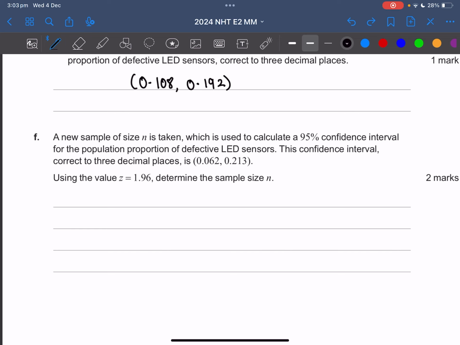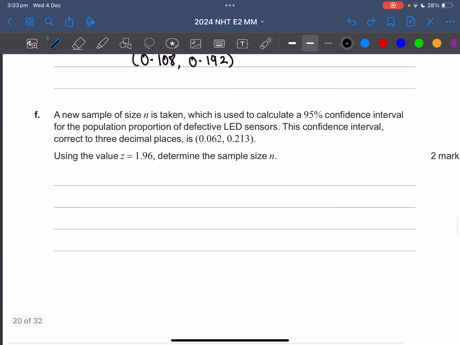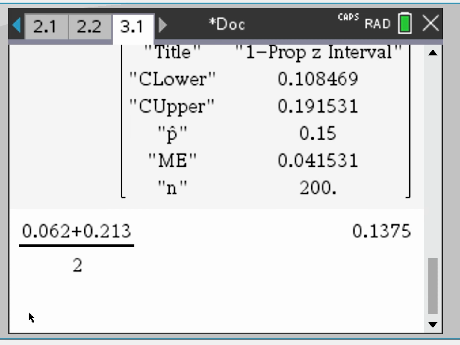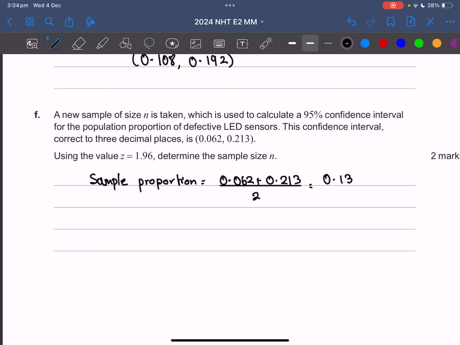Because the confidence interval is given, just remember guys that the sample proportion is in between the confidence interval. So it is 0.062 plus 0.213 divided by 2. It is right in the center of the two confidence interval limits. Okay, so let us calculate that. 0.062 plus 0.213 divided by 2, so 0.1375. Okay, does that make sense?